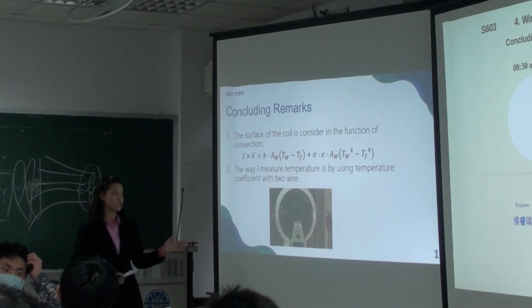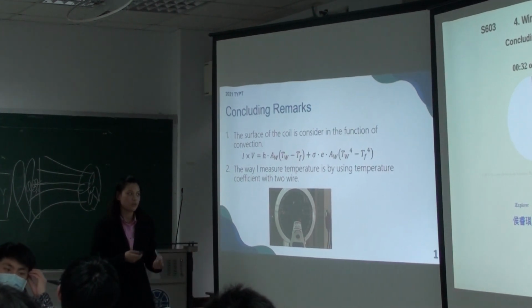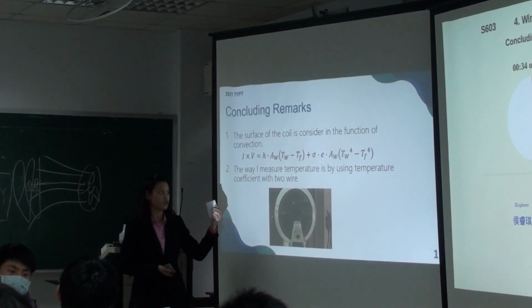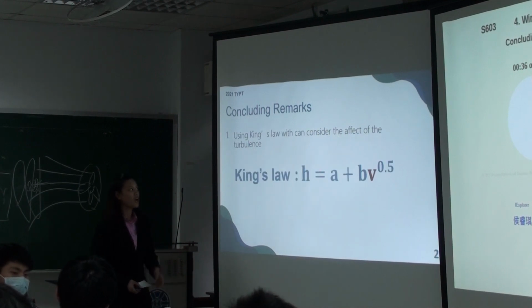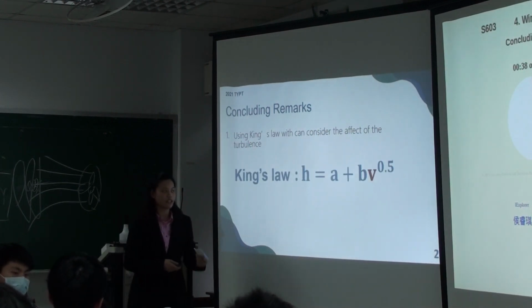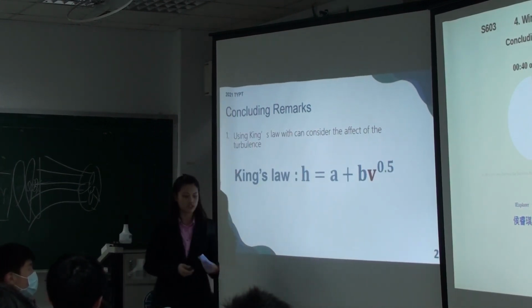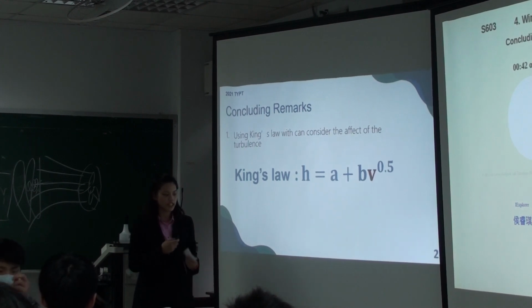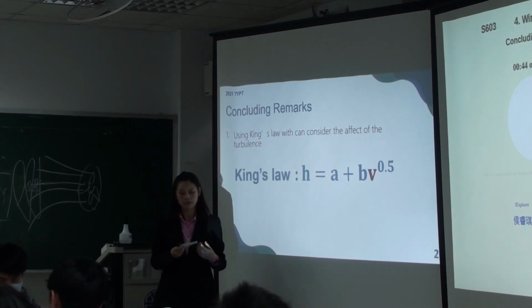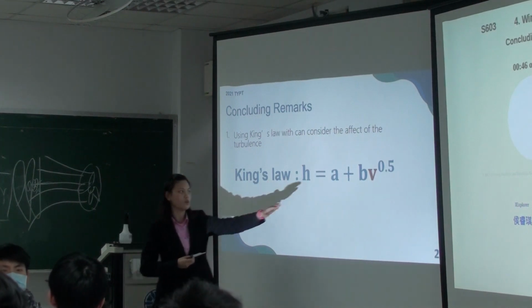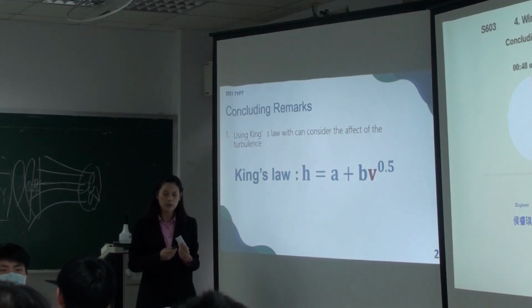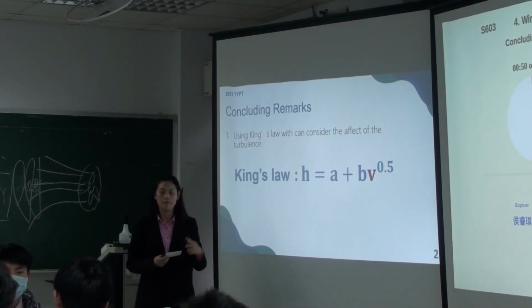And the way I measure the temperature and the wind speed is by using the temperature coefficient. And I'm using King's law, which is just calculated by those fluid dynamic coefficients. So in this King's law, the effect of turbulence can be included.